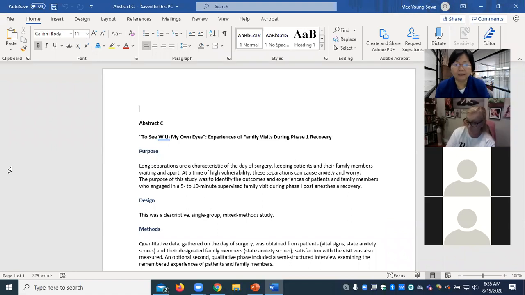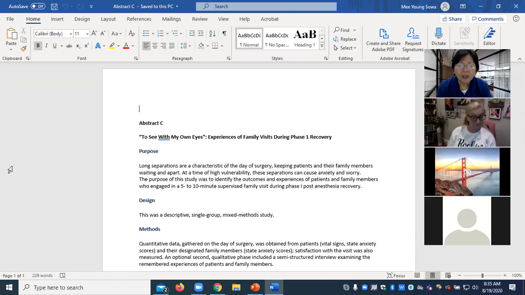Elvin, Michael Wells, there? Yes, I'm here. Can you read the method? Yes, methods. Quantitative data gathered on the day of surgery was obtained from patients' vital signs, state anxiety scores, and their designated family members' state anxiety scores. Satisfaction with the visit was also measured. An optional second qualitative phase included a semi-structured interview examining the remembered experiences of patients and family members. Yeah, it's obvious when you see this, there was a quantitative section, right? Vital signs, that's numbers, right?